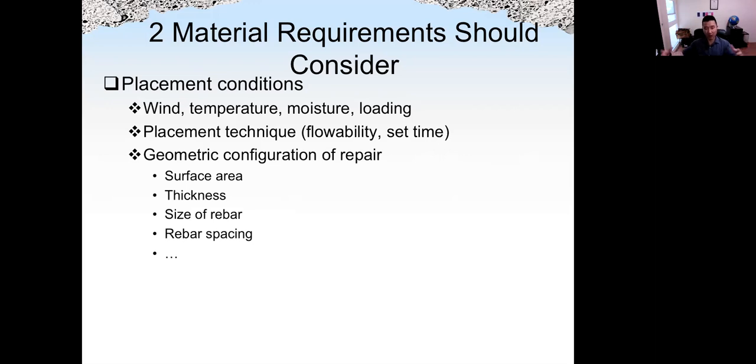The surface area, how large you want to do the repair, and the thickness. These two control how much material is needed and control the cost. Some of the repair materials are very expensive, such as polymer. The size of the rebar and the spacing of the rebar may affect how we choose the flowability of the repair materials. So there are many material requirements we need to consider.